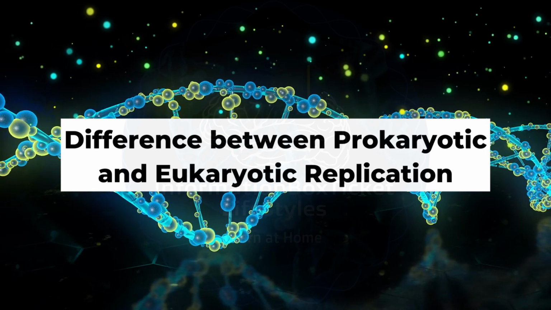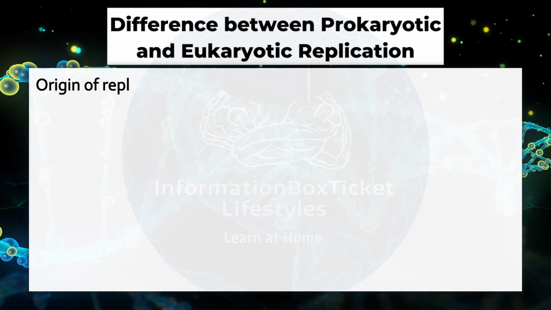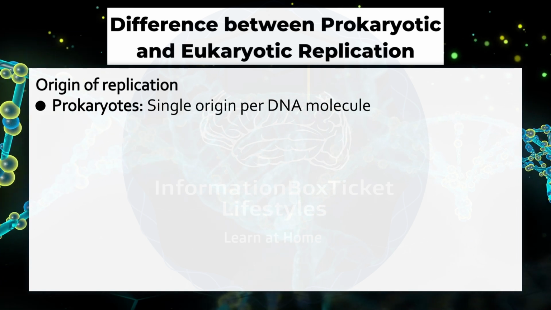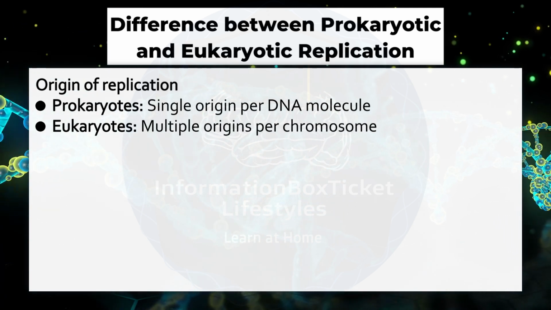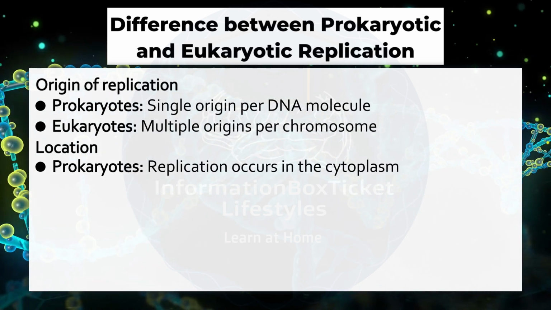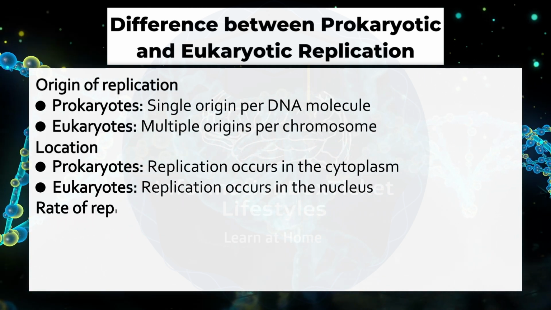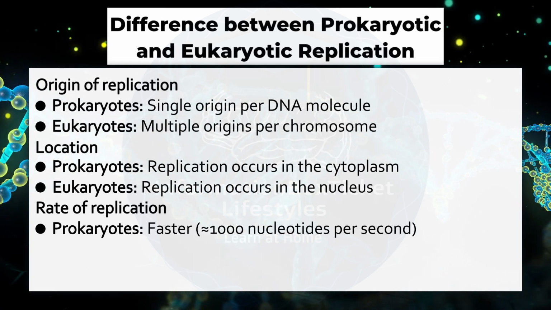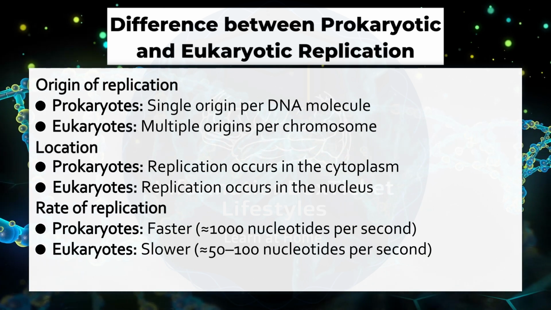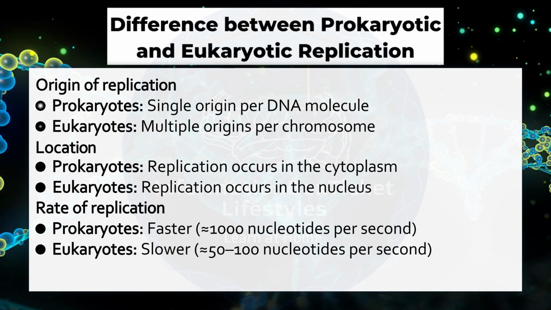Difference between prokaryotic and eukaryotic replication. Origin of replication. Prokaryotes, single origin per DNA molecule. Eukaryotes, multiple origins per chromosome. Location. Prokaryotes, replication occurs in the cytoplasm. Eukaryotes, replication occurs in the nucleus. Rate of replication. Prokaryotes, faster, approximately 1,000 nucleotides per second. Eukaryotes, slower, approximately 50 to 100 nucleotides per second.